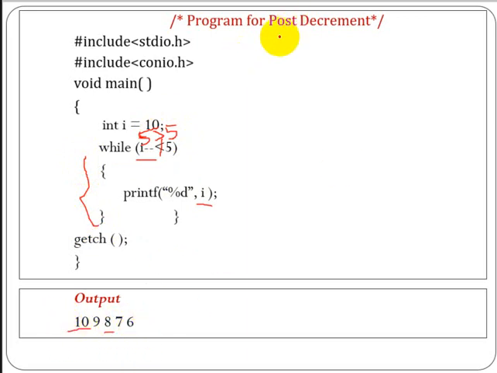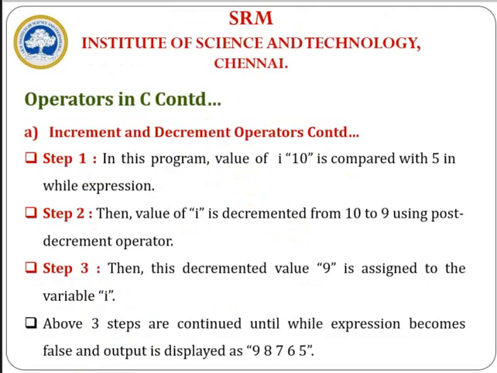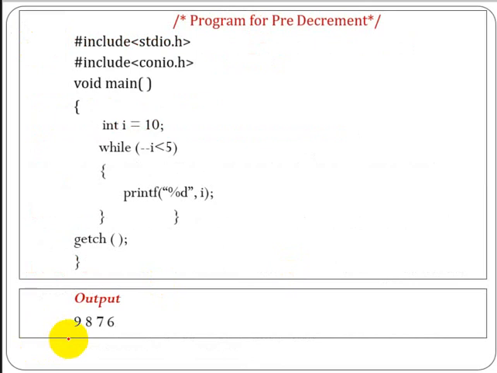What happens if we change this into pre-decrementation, which means --i? If you change that, you will not get the 10 first. You will get 9, 8, 7, 6. Is that clear? So you can see this is the output for pre-decrementation. So you will get 9, 8, 7, 6 as an output.